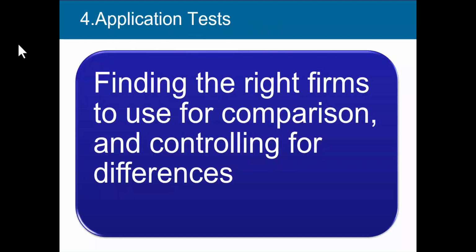Okay. Now, finding the right firms to use for comparison and controlling for differences. What it means is, first of all, if you have to compare firms, then we have to compare similar firms. Like you have done your project based on industry specific. Some students have chosen banking, some telecom, steel, cement, all those you have chosen. Now, for example, if you choose automobile, you will find Maruti and Tata Motors, those companies which are listed on the stock exchange. Some of the companies are not, so we'll find the listed companies.